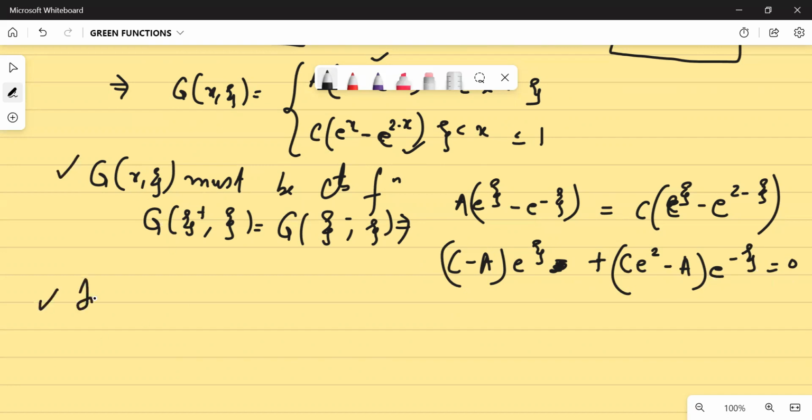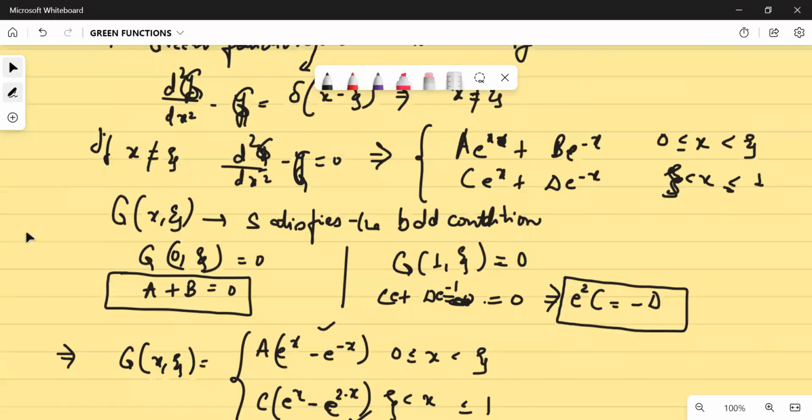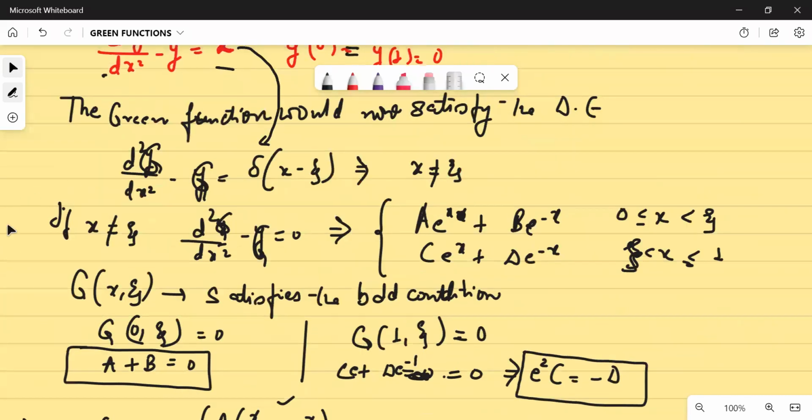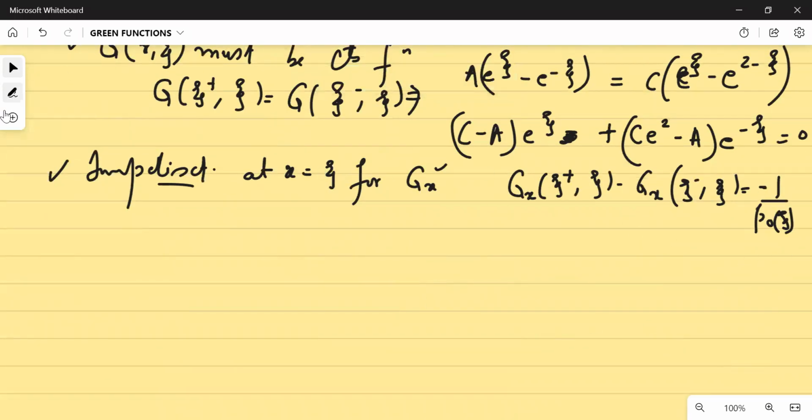Now further, there is a jump discontinuity at x equal to ζ for the derivative of the Green's function. Is that clear? So the derivative of the Green's function at ζ plus comma ζ minus will be equal to minus 1 upon p naught ζ. And what is p naught here? p naught will be the coefficient of the highest order derivative. This is, I think, 1. Is that clear? I hope it is clear.